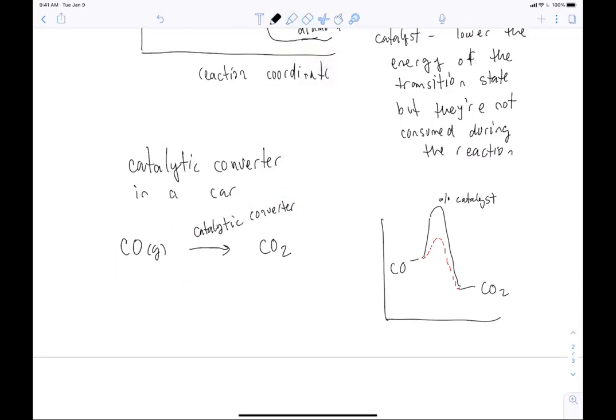So our catalytic converter might be something like platinum metal. And as the carbon monoxide runs over the catalytic converter, it has some interaction with the platinum that lowers the activation energy and allows it to become oxidized to carbon dioxide. So that's sort of like an everyday example of where you see catalysts in action.